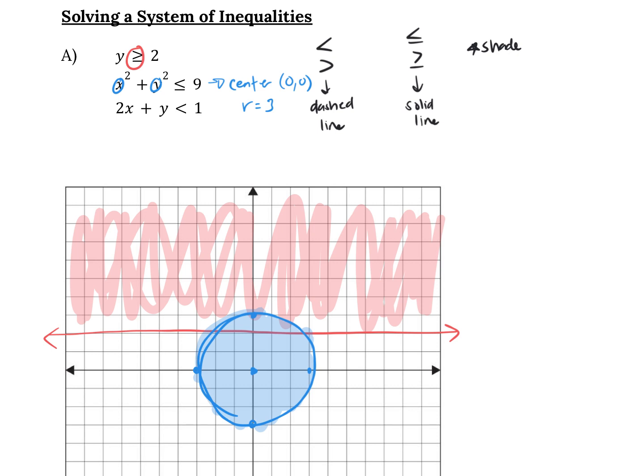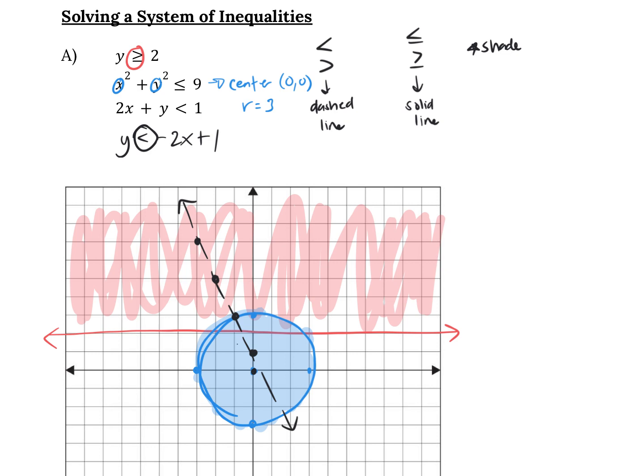And then the last one I've got is going to be a line. So if I solve for y, I have y is less than negative 2x plus 1. So that means I start up 1 on the y-axis here, and then this symbol tells me it's going to be a dashed line. So I'm going to go up 2, left 1, and I'm going to have a dashed line in between all those points. And then we have to decide where we're going to shade. So if I test the point 0, 0, is 0 plus 0 less than 1?